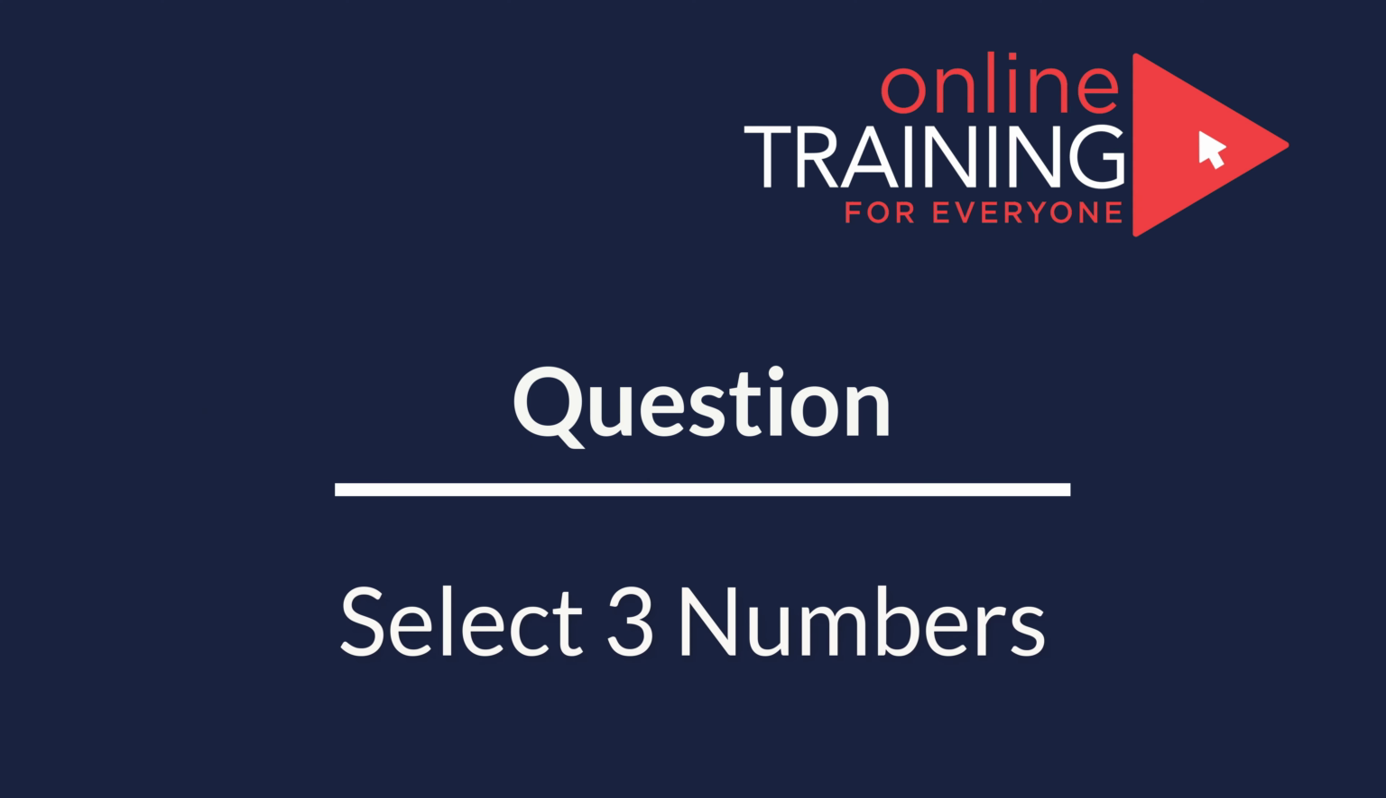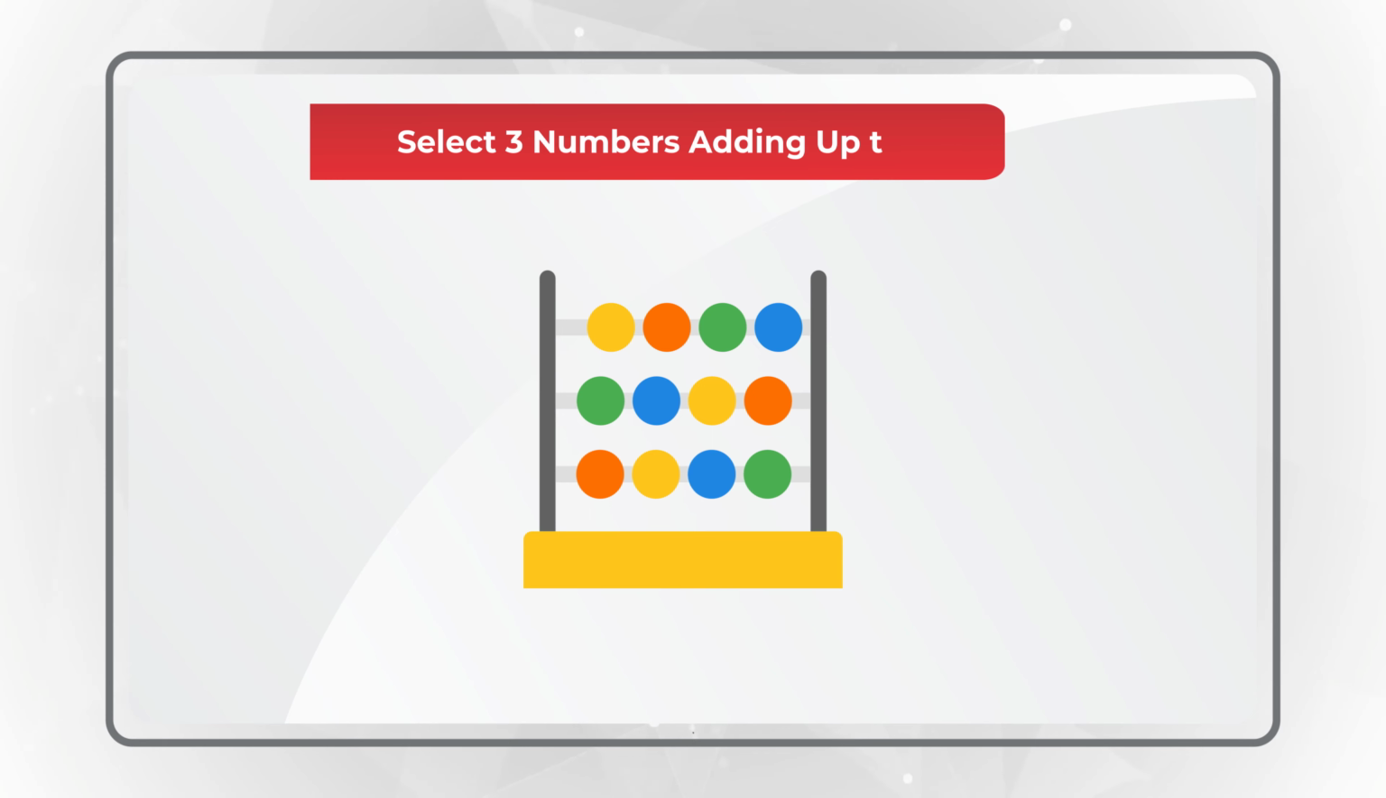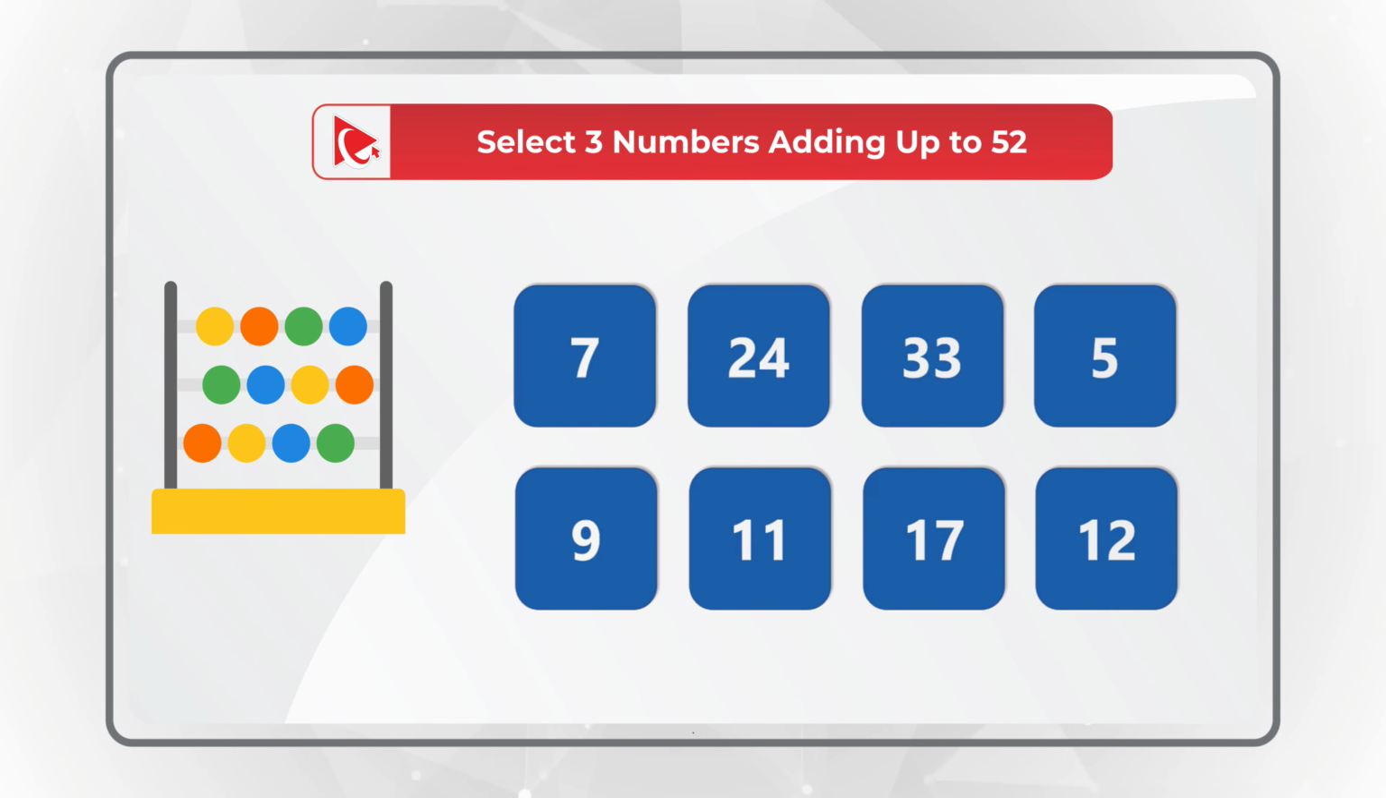Here's an unusual question, but we're starting to see it on the test more and more often. You need to select 3 numbers, which add up to 52. And there are 8 choices to select 3 numbers. You have numbers 7, 24, 33, 5, 9, 11, 17, and number 12 presented for selection.